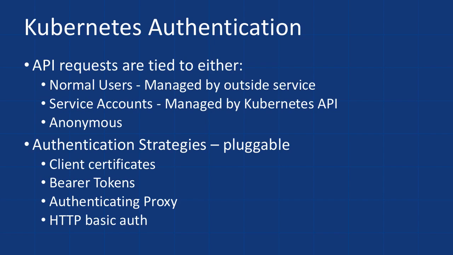So, Kubernetes authentication. API requests are tied to either normal users or service accounts. Normal users are managed by outside services, so Kubernetes doesn't really have the concept of a user, while they do have the concept of service accounts. You can run pods under service accounts, and that's the use case there. Otherwise, the calls are anonymous. Again, Kubernetes will use one or more authentication modules to authenticate. There are authentication modules for client certificates, bearer tokens, authenticating proxies, or HTTP basic auth. We're going to be looking at using client certificates in our demo.